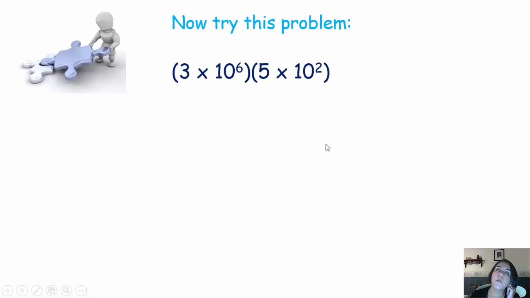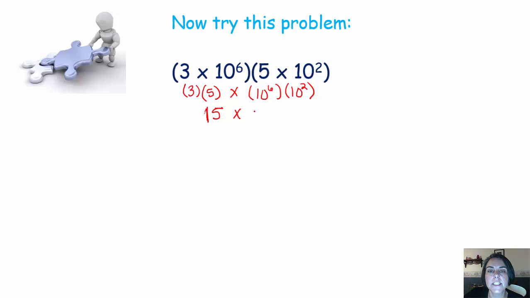Now I'd like you to take a moment, pause the video, and try this problem. I'd like you to try to multiply these two numbers in scientific notation together. Okay, hopefully you paused the video. Now let's talk about this one. For this one, I'm just going to go ahead and group my first factors together, 3 times 5. Times, I'm going to group my second factors together, 10 to the 6 times 10 to the second. 3 times 5 is 15. Times 10 to the 6 times 10 to the second is 10 to the 6 plus 2. So that becomes 15 times 10 to the 8th.